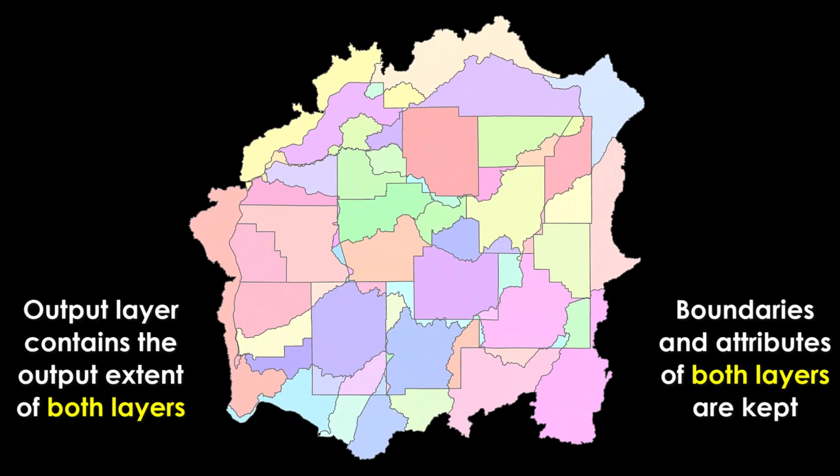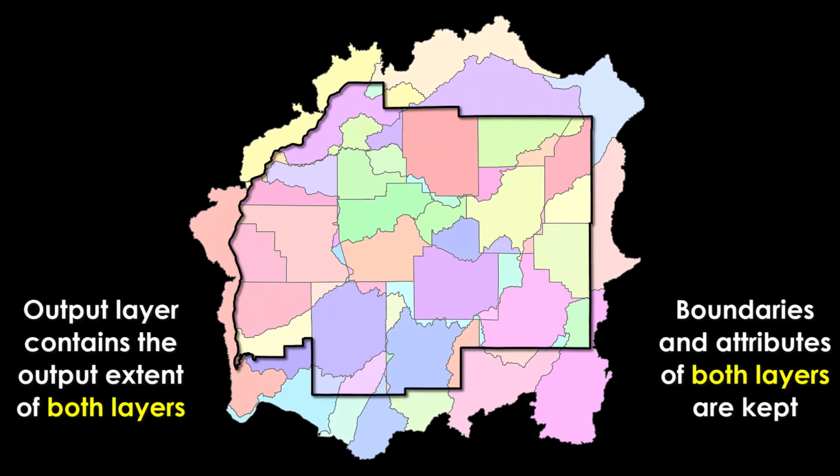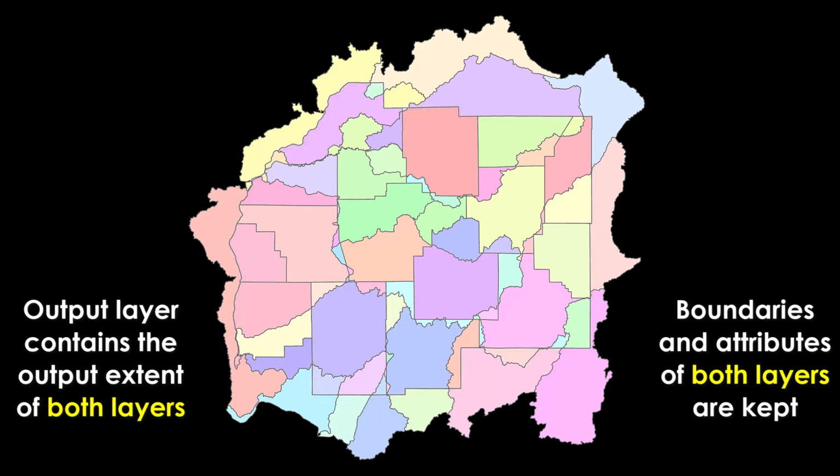Where the layers overlapped, the counties and watersheds are intersected. But where the watersheds extend beyond the space occupied by the counties, we see the watersheds from the original layer.